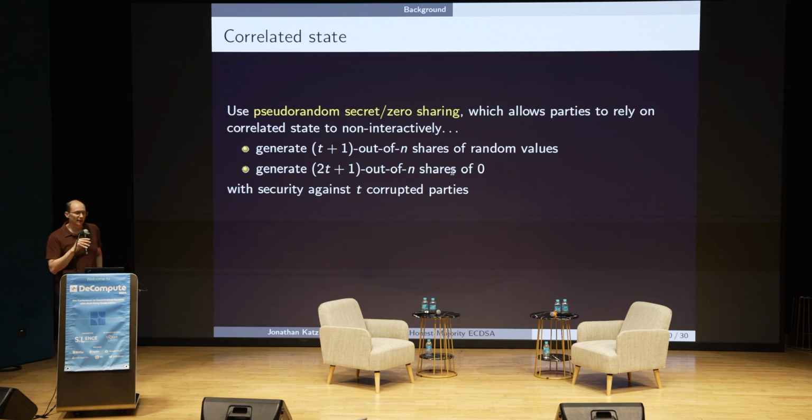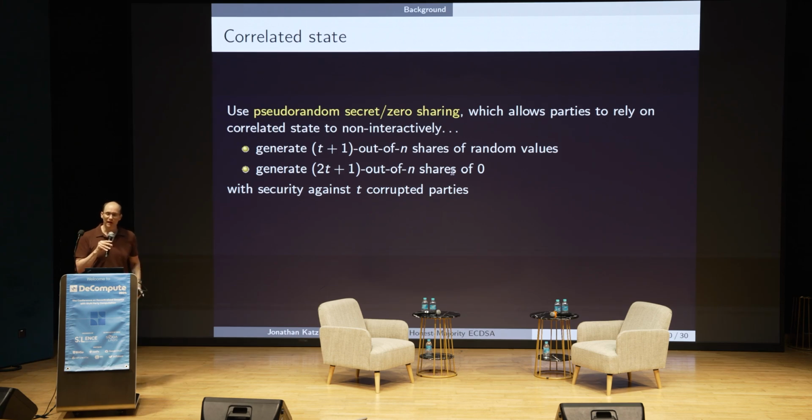So for the correlated state, we're going to use a technique that I think was introduced this morning as well. It's using the idea of what's called pseudorandom secret sharing, also pseudorandom zero sharing, which is a very nice technique that's suitable when you have a relatively small number of parties. Think about if you have less than 10 parties or so who are holding key shares, then you can pretty effectively use this technique. It doesn't scale to thousands of parties, but it is suitable for smaller networks.